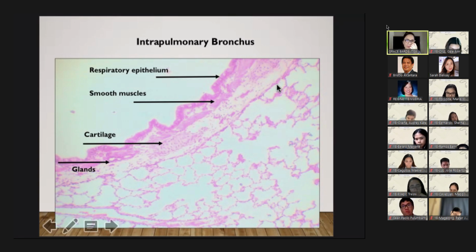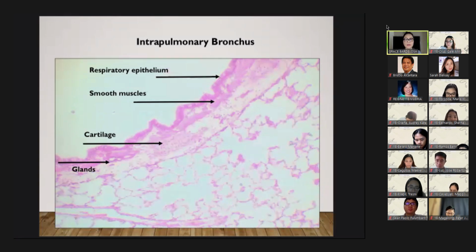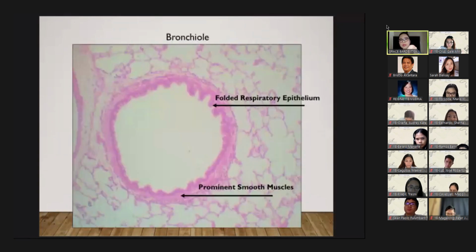Okay, so this one is the adventitia, and we can appreciate the presence of lymphoid tissue, the scattered lymphocytes here. Okay, so this is the intrapulmonary bronchus. Now, after the intrapulmonary bronchus, it branches out and becomes thinner, and this is what we call the bronchiole.